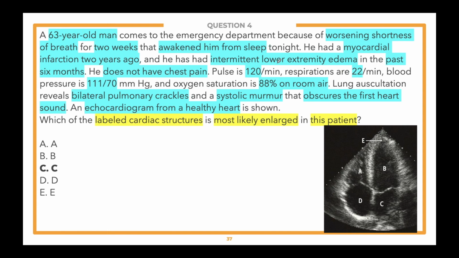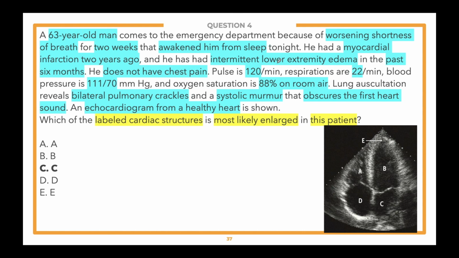Now, because we know this patient has pulmonary edema and crackles, it's probably more likely that it's the mitral valve that's bad, and that's causing blood and fluid to back up that then backs up into the lungs, okay? If it was the tricuspid valve, we would be dealing more so with peripheral signs and symptoms of fluid overload, okay? So this patient, if we had to guess, probably would have mitral regurgitation.